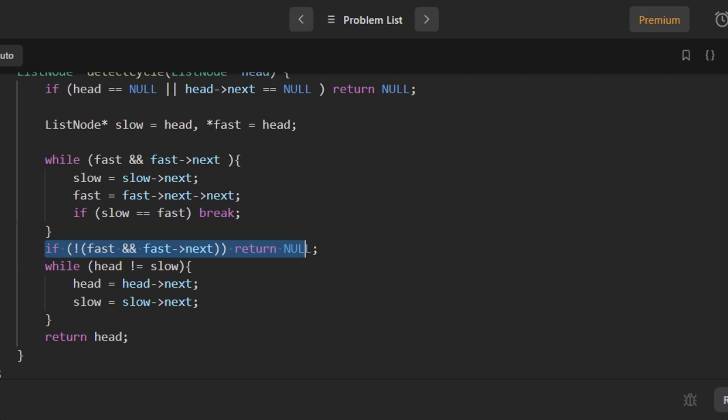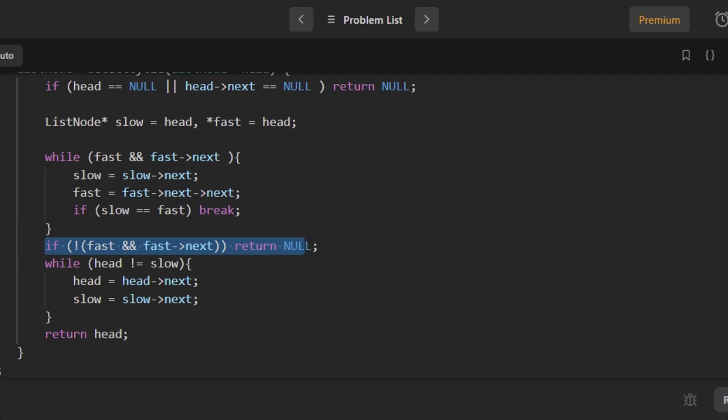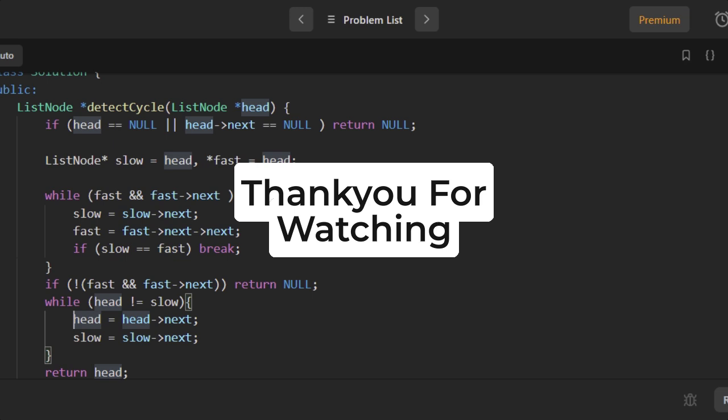And if we just break out by going slow and fast, what we will be doing is, until head and slow are equal, we will just move them one pointer ahead until they meet each other, and we'll return the head, and we will find out the position where the cycle is starting. So I hope that makes the code very clear.